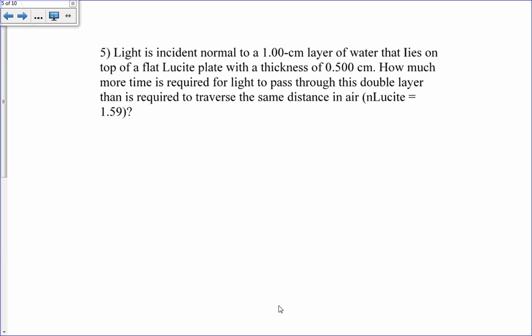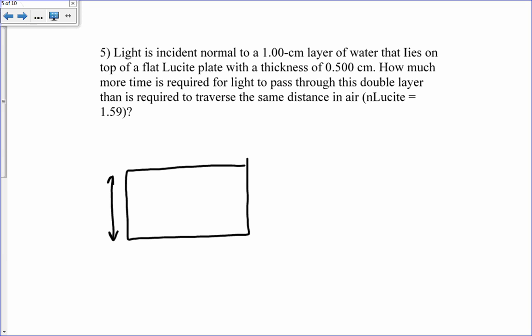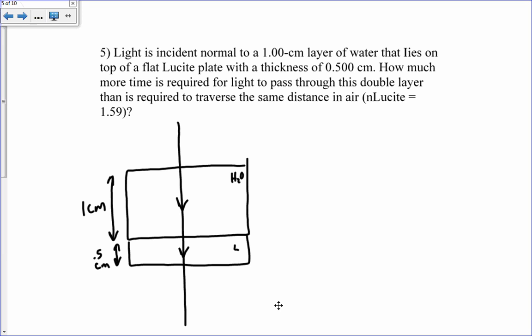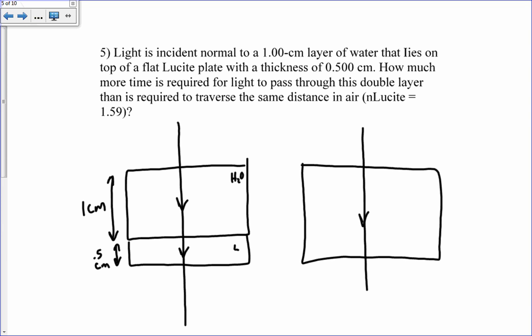All right, so this is what I have. I have a 1 centimeter layer of water. This distance is 1 centimeter. And then I have an additional layer, which is a half a centimeter of lucite. So this is H2O, and this is lucite. And then I have light that's traveling through both of these layers. In addition to this, I have light that's traveling through air, the same height. So this is a distance of 1.5 centimeters. I want to compare the times to travel through these.